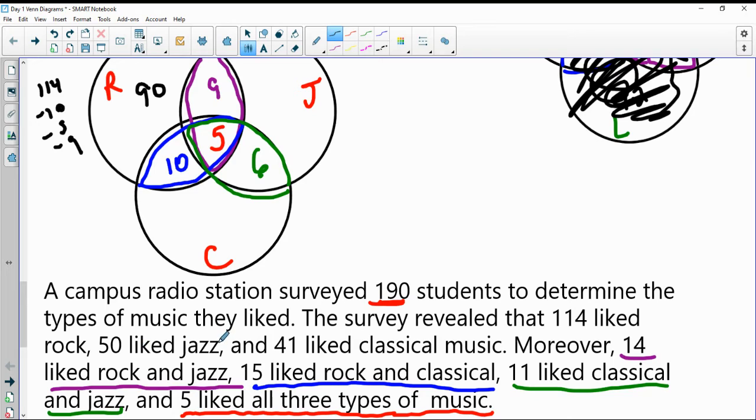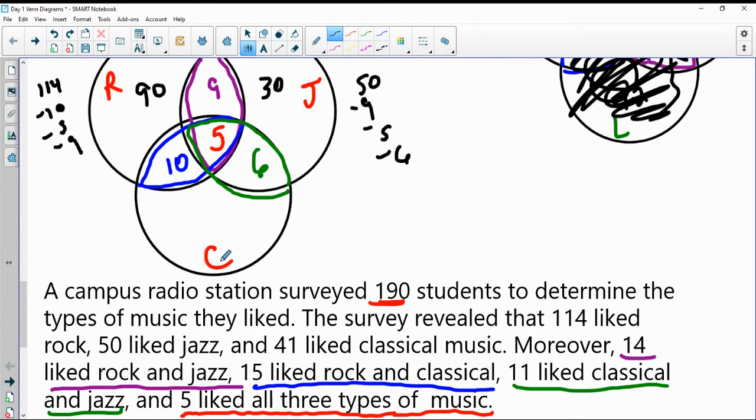Next, I have 50 for jazz. So if I do 50, get rid of these. So 50 minus 9 minus 5 minus 6. So that's 30. Let me double check myself. Yes. Okay.